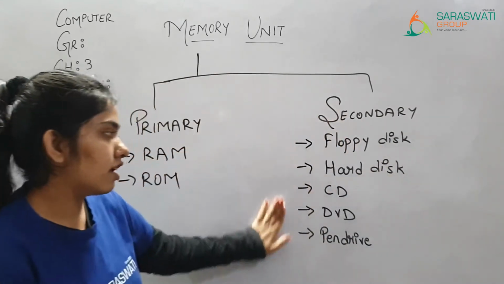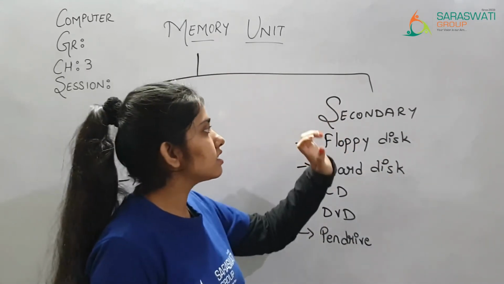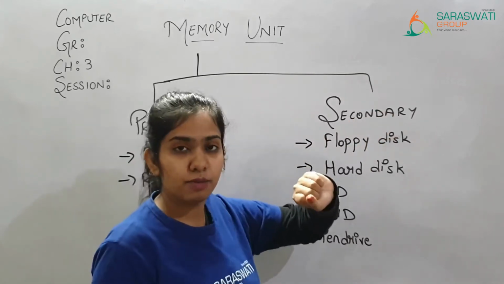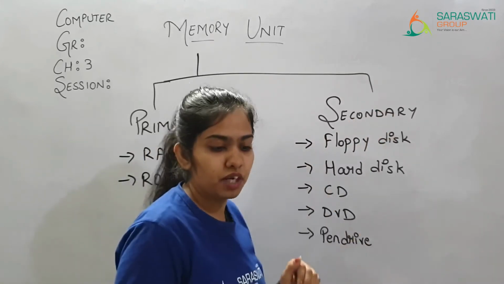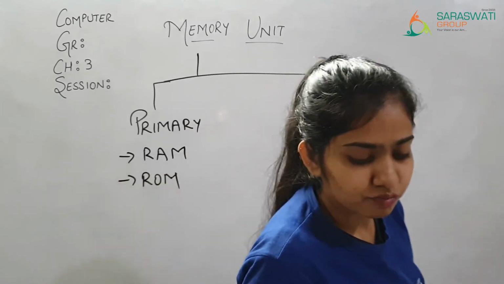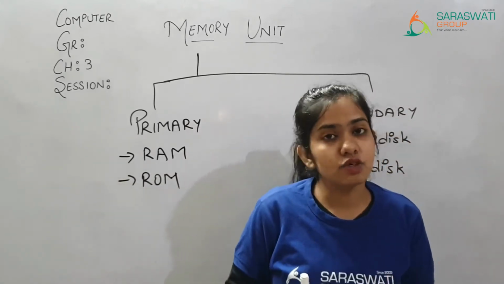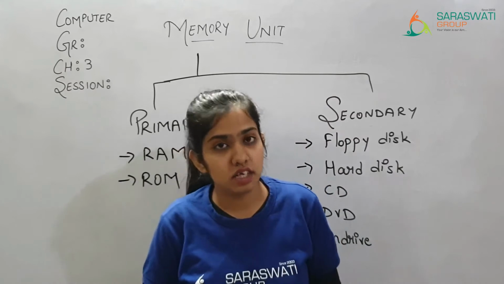Secondary memory has 5 types, but let us first understand what secondary memory is. Secondary memory, as I told you, is like the outside organs, the external organs.